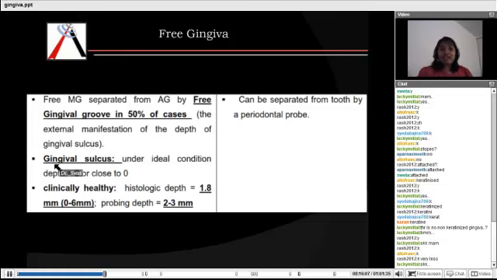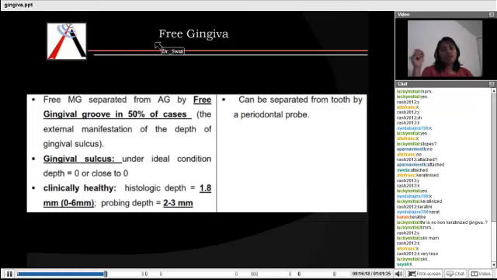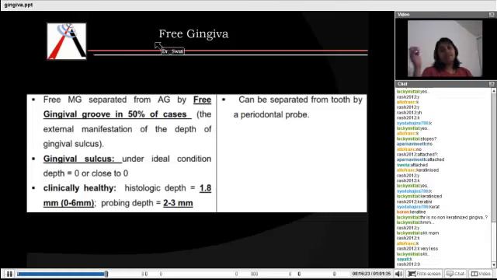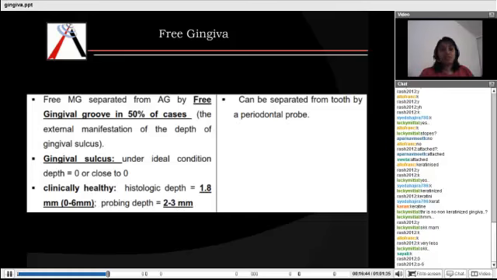Now, when we talk about the depth of the gingival sulcus, in very ideal conditions, in germ-free animals or animals which are microbiologically sterile, we should have the sulcus depth as 0. But that's not the scene. That doesn't mean we consider ideal as healthy. The clinically healthy definition is something else. Clinically healthy is where we just rule out disease by some other criteria, and in those conditions the depth is 2 to 3 millimeters when we talk about the probing depth.